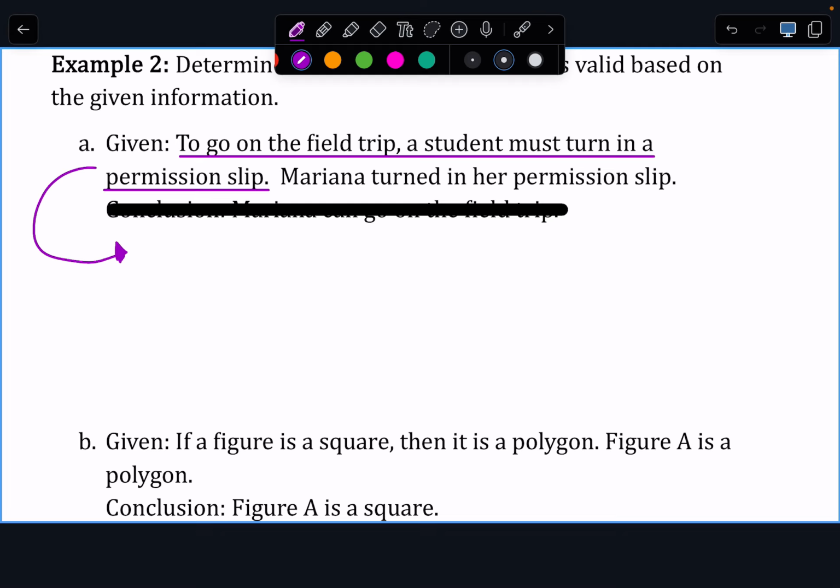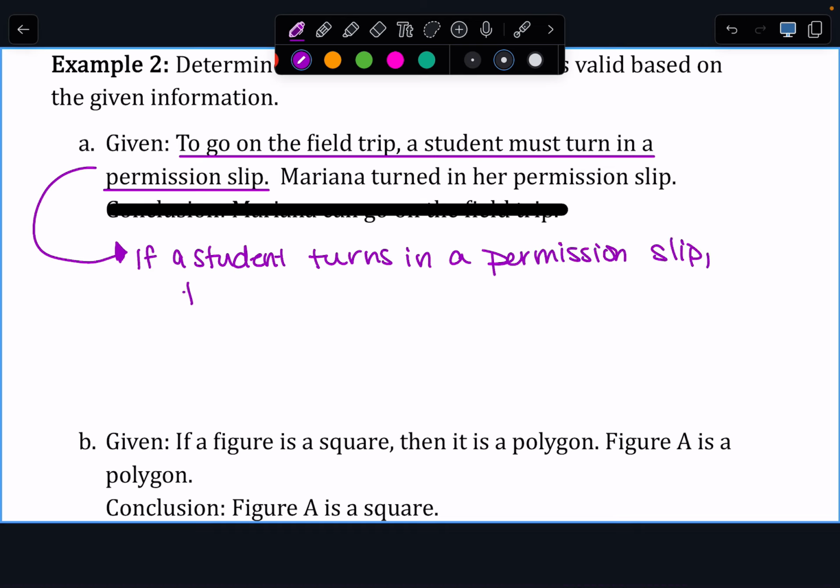Okay, what do you have to do first? If a student turns in a permission slip, then they can go on the field trip. Okay, so since it wasn't an if-then statement, I went ahead and rewrote it so we can clearly identify our P implies Q. I'll let you catch up.